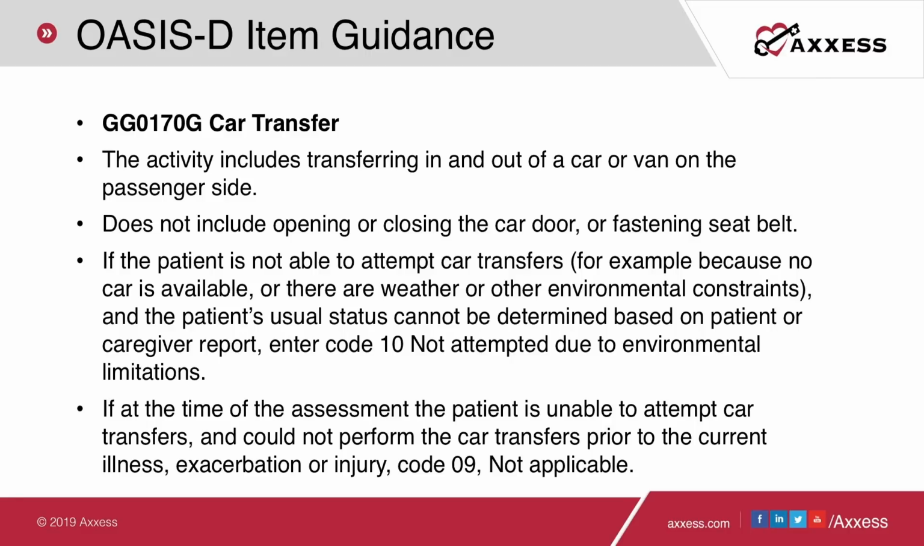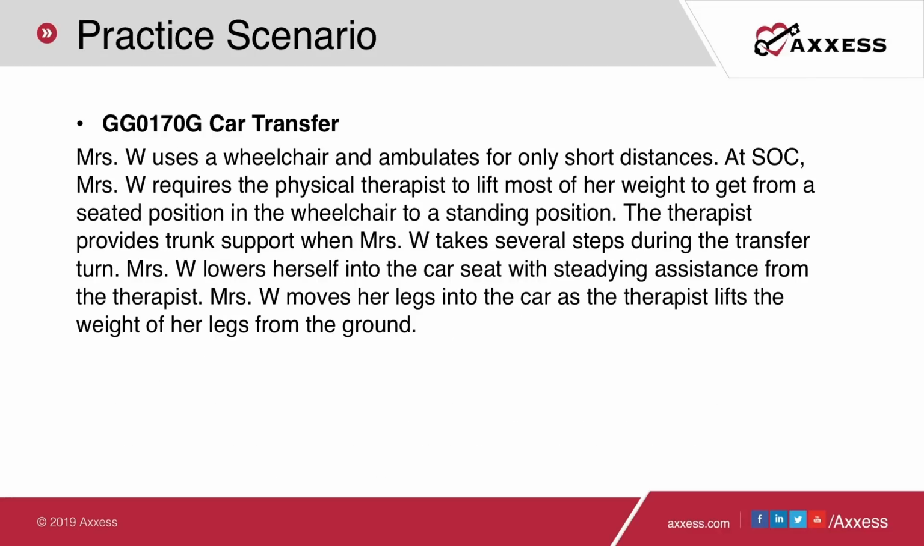If the patient is unable to attempt car transfers, for example, there's no car available, or there's weather or other environmental constraints, and their usual status cannot be determined, then you put a 10, not attempted due to environmental limitations. If at the time of assessment the patient is unable to attempt car transfers and they couldn't perform car transfers prior to this current illness, exacerbation, or injury, that would be a 09, not applicable.